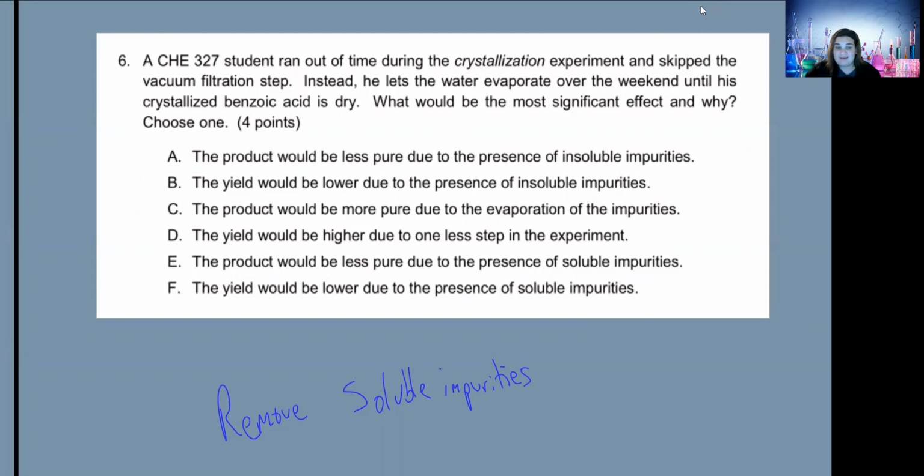So the yield doesn't matter. Let's take a look. The product would be less pure. A is a valid answer. B is not. C is not. D is not. F's not. Now the difference between A and E comes down to, do you remember which filtration to use? Insoluble impurities, that's hot filtration. Soluble impurities, that is vacuum filtration. So you should have picked E for this one. All right, let's move on to the next one.